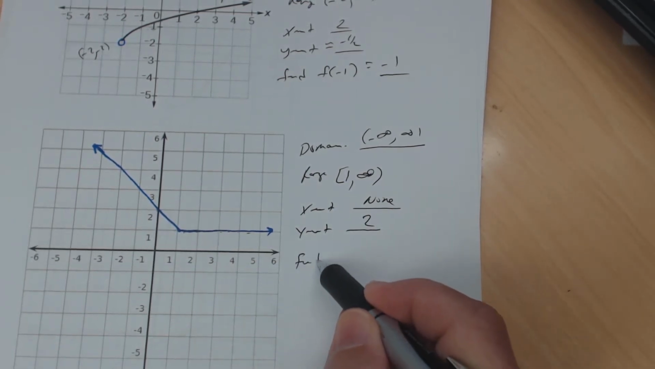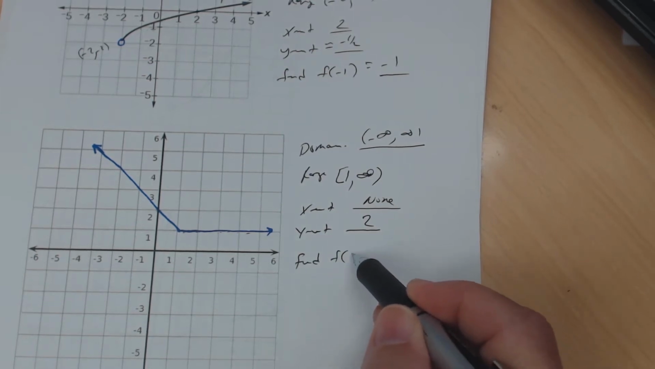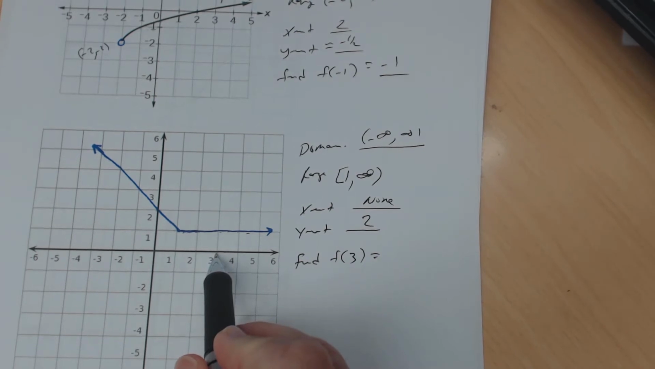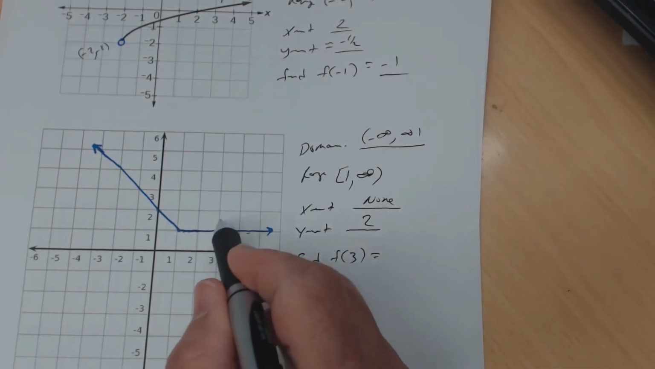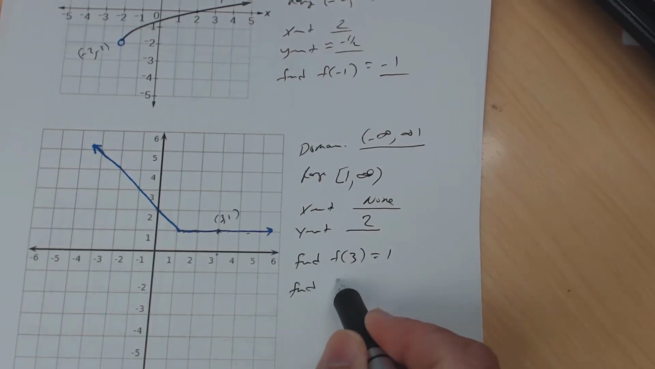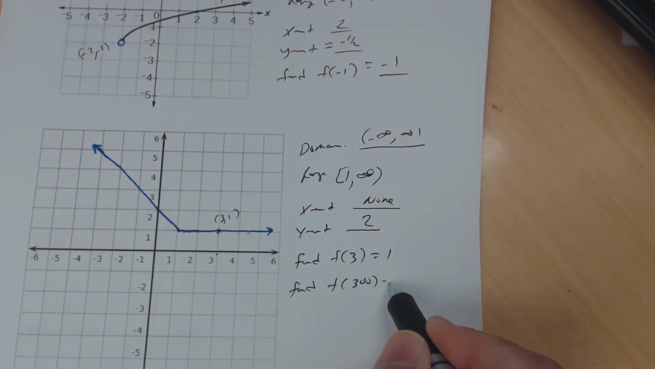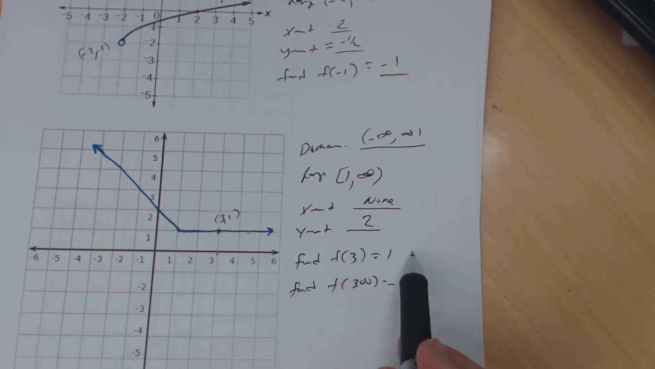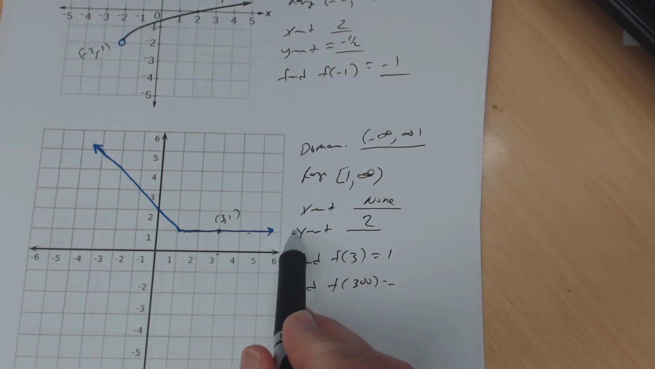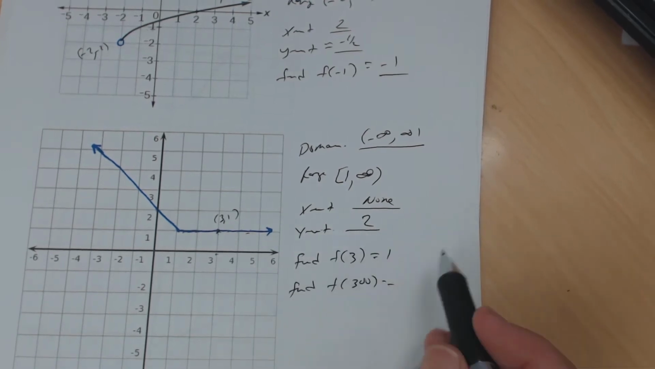All right, and let's say you want to find f of 3. So what's the y value when x is 3? Well, when x is 3, what's this y value right here? That y value is 1. Let's say you want to find f of 300. Well, remember, 300 is way out here. Keeps on going. See, that's horizontal. So all these y values are 1s. So when x is 300, I'm also going to get a 1.